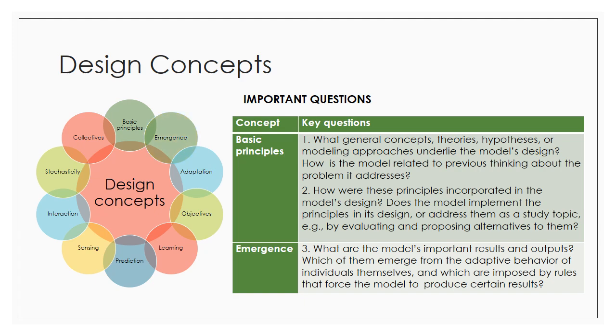Emergence answers the questions about the results and the outcomes and the outputs, right? Which of the results and the outputs emerge from the adaptive behavior of the individuals or of the agents themselves, and which ones come as a result of the rules that have forced the model to produce certain results.